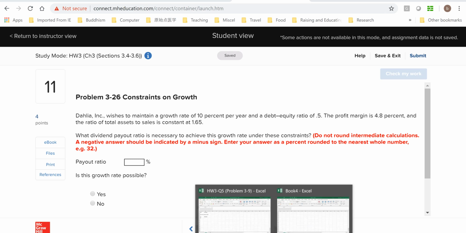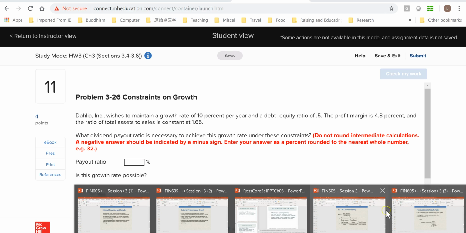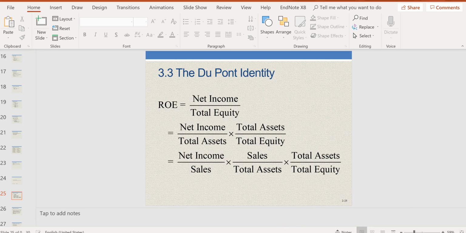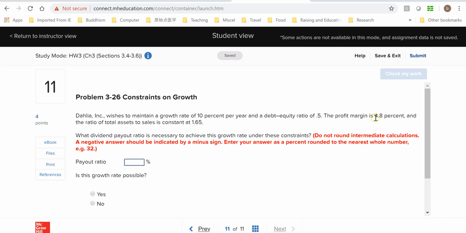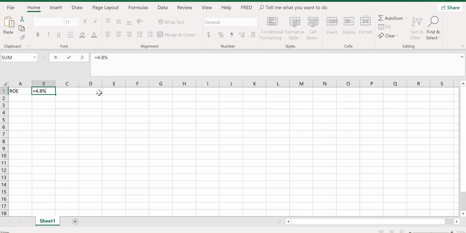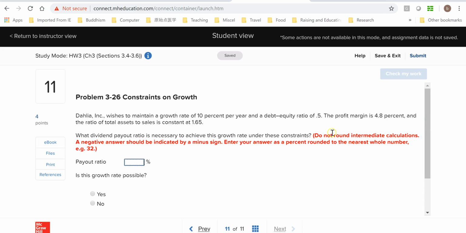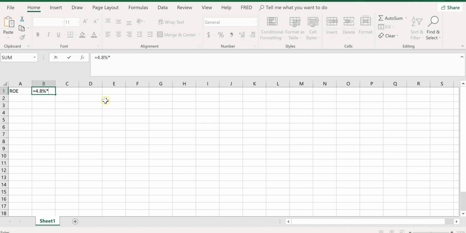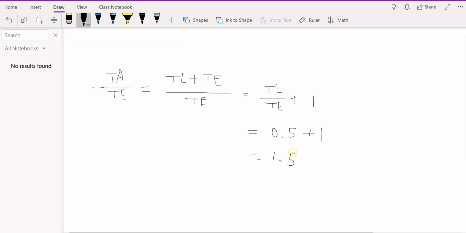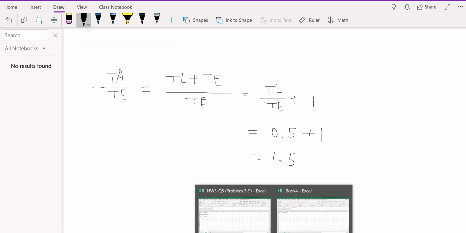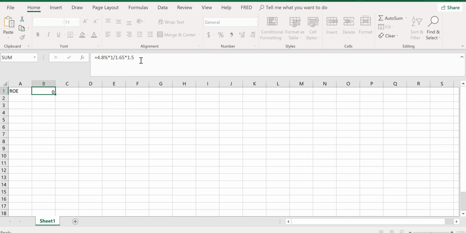Now we can use this DuPont identity to figure out ROE. ROE is the profit margin, 4.8%, times the total asset turnover, which is sales divided by total assets. We are given total assets divided by sales, but we can just take the inverse of that number, 1 over 1.65. And then finally, the number we just calculated, the equity multiplier, which is 1.5. Okay, so that's ROE.